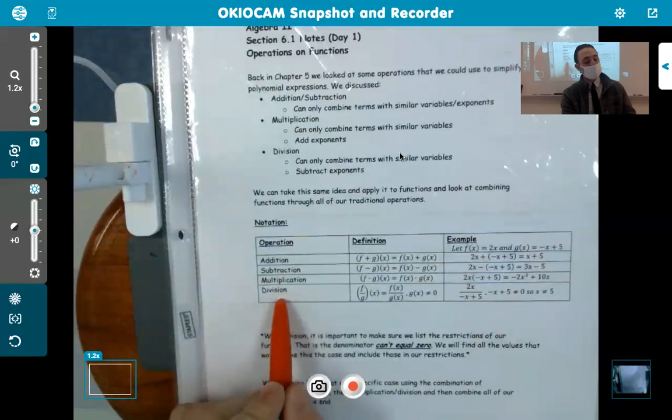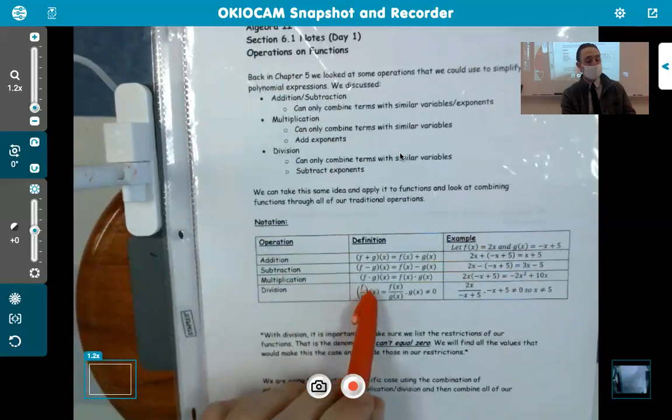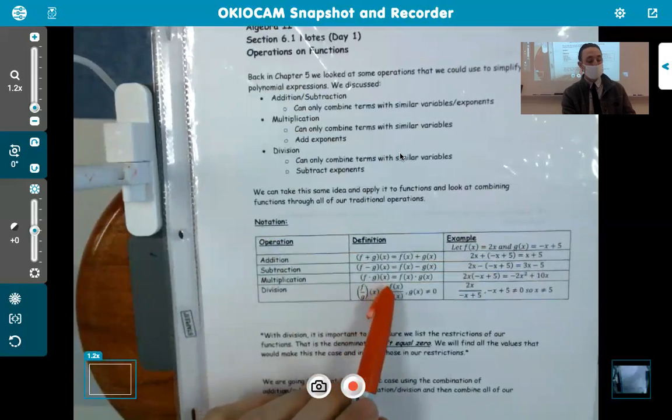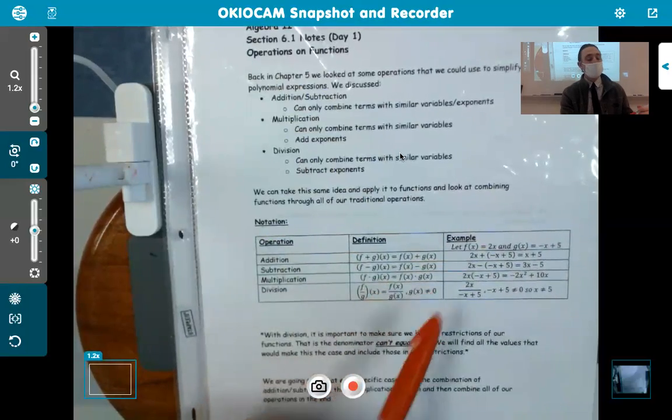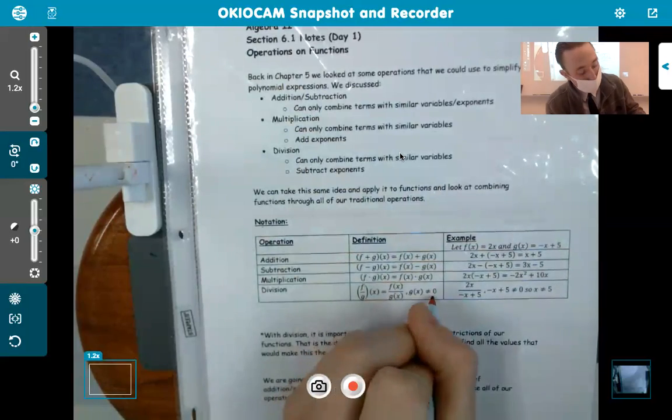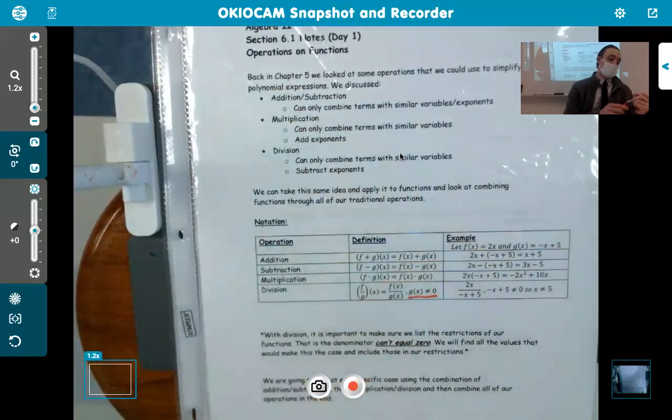And then division, you'll see it as f over g of x, or f divided by g of x, or the same thing as f of x divided by g of x. The one thing that we need to include, that you might want to star, highlight, or underline, is that the function in your denominator can't equal 0. We can't ever divide by 0 in math. So my function can't equal 0 there, which means that each time we do a division problem with functions, we want to make sure that we state the restrictions.